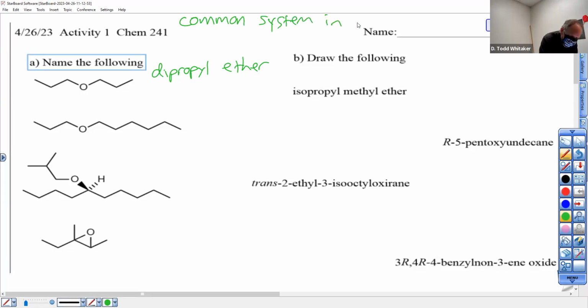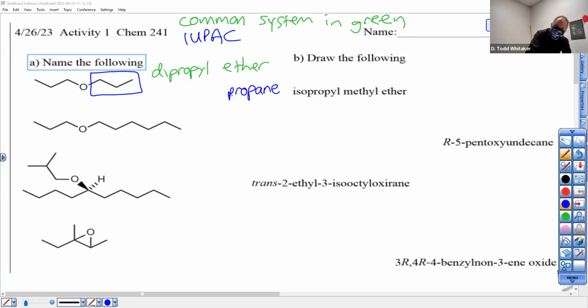Common system, in green. And there's another system, the IUPAC system. You know all about that. IUPAC, International Union of Pure and Applied Chemists. They say the longest chain is 3 carbons. It's propane. And there's a group attached to the first carbon.